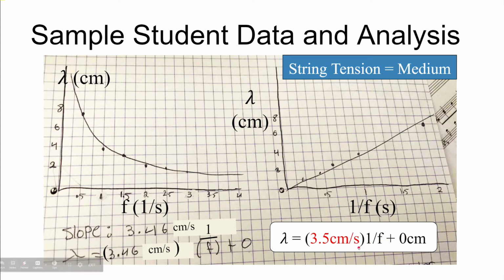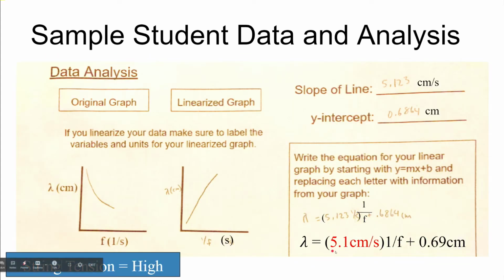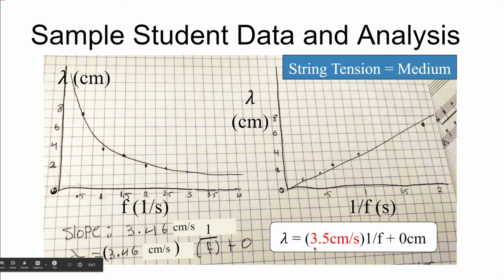Now let's talk about the slope. The first group had a slope of about 5.1 centimeters per second. The second one had a slope of 3.5 centimeters per second. These are both slopes of the line. And remember, the slope of a line is constant.